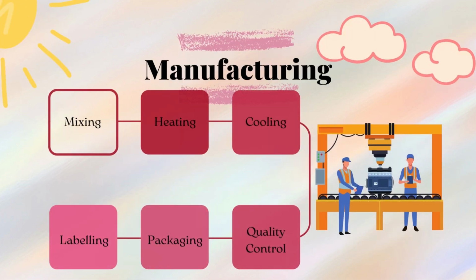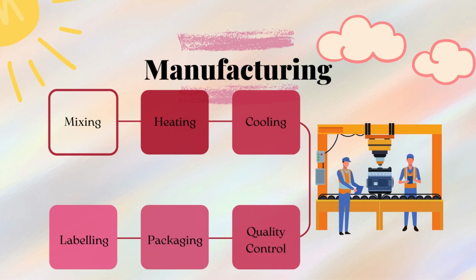In the manufacturing stage, the raw materials are mixed together using specialized equipment. Emulsifiers are added to stabilize the mixtures. Then, the mixture is heated to a specific temperature to melt the ingredients. The melted mixture is then cooled down to room temperature to solidify and form a smooth consistency.